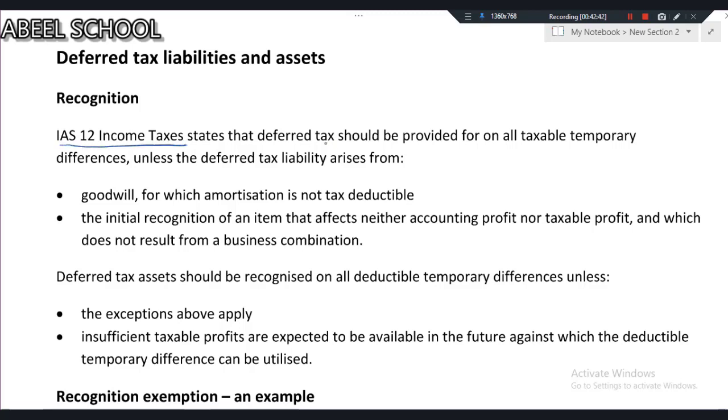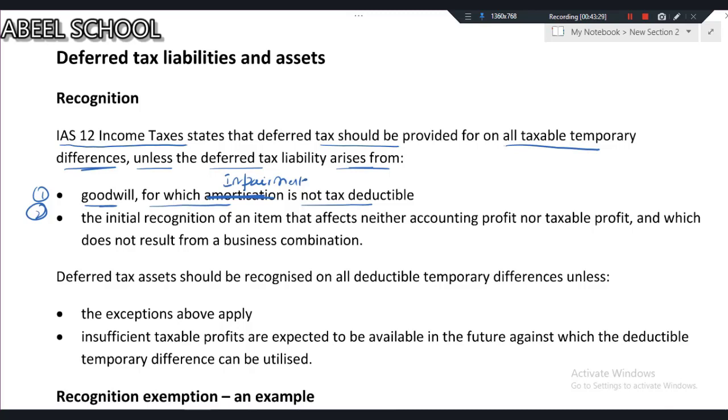IAS 12 Income Taxes states that deferred tax should be provided on all taxable temporary differences unless the deferred tax liability arises from certain events. It means if it arises from these two events, then you should not be recognizing any deferred tax liability. Goodwill for which amortization is not tax deductible, but nowadays there's no amortization. We don't amortize goodwill, actually we impair goodwill. Goodwill for which impairment is not tax deductible.